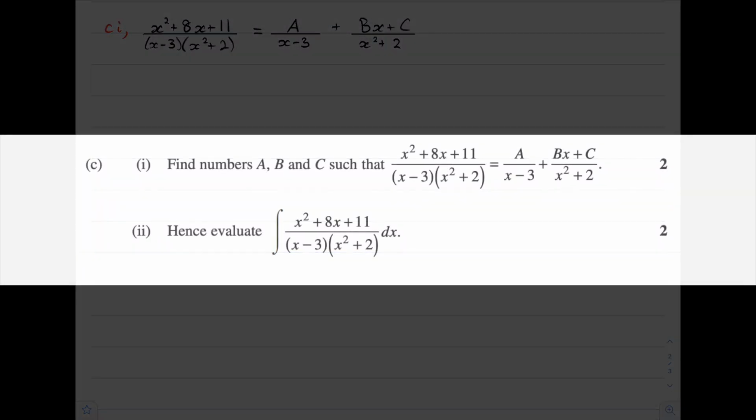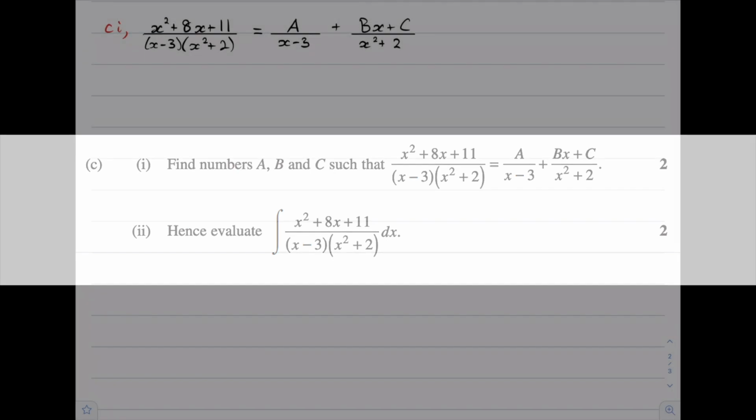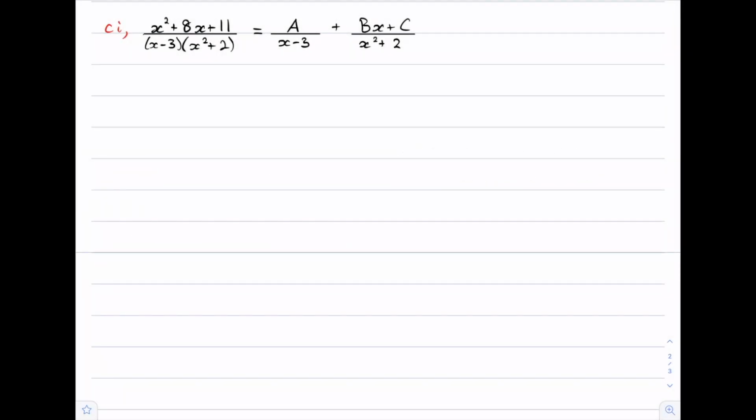Question C. Part 1 says, find numbers a, b, and c such that x squared plus 8x plus 11 over x minus 3 times x squared plus 2 equals a over x minus 3 plus bx plus c over x squared plus 2. So really what we want to do is a partial fraction decomposition here. Our first step is to write the right-hand side as just one fraction. Essentially, we want to add up our two fractions.